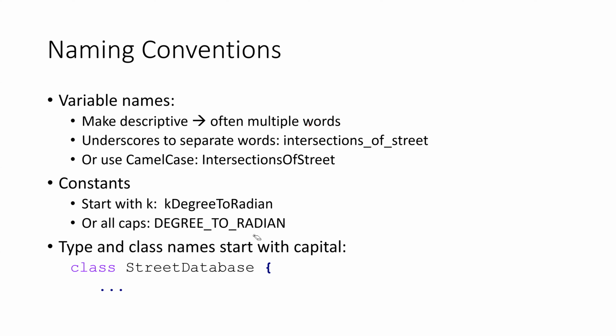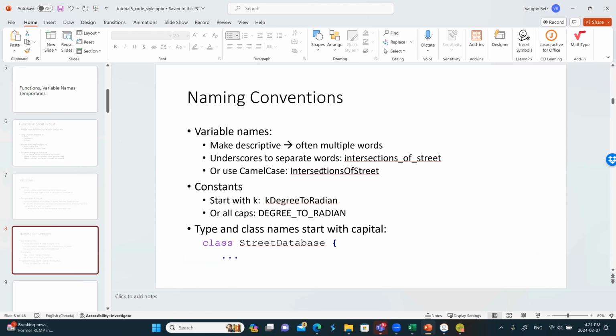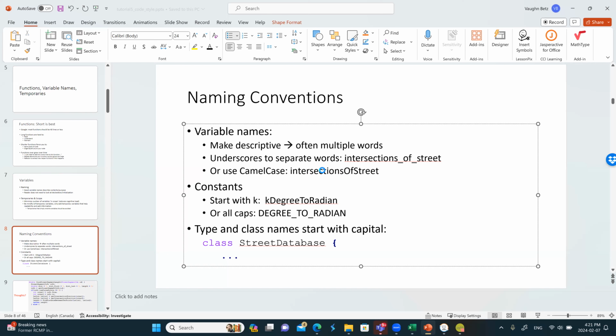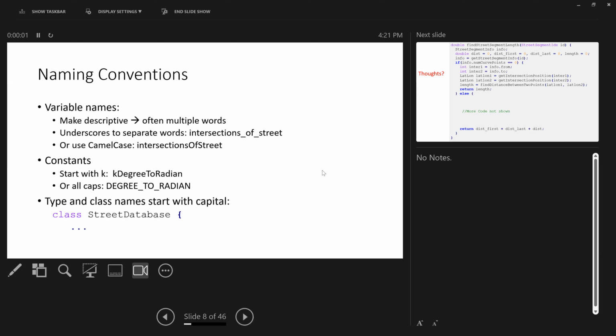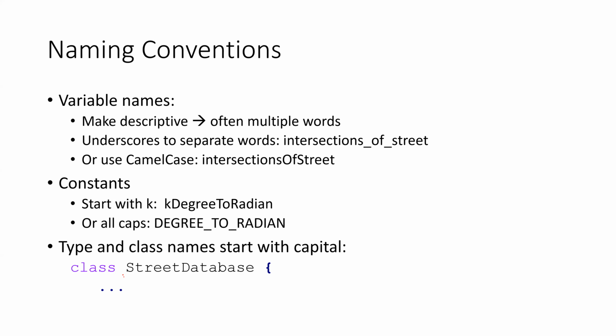Then I'm going to make one small change to my slides here. I can't help myself. I probably should have used a lowercase letter there. By convention, you normally start type names with a capital, and then it's easy to tell that this is a type. So I'm defining a class. I'm going to call it StreetDatabase with a capital S.